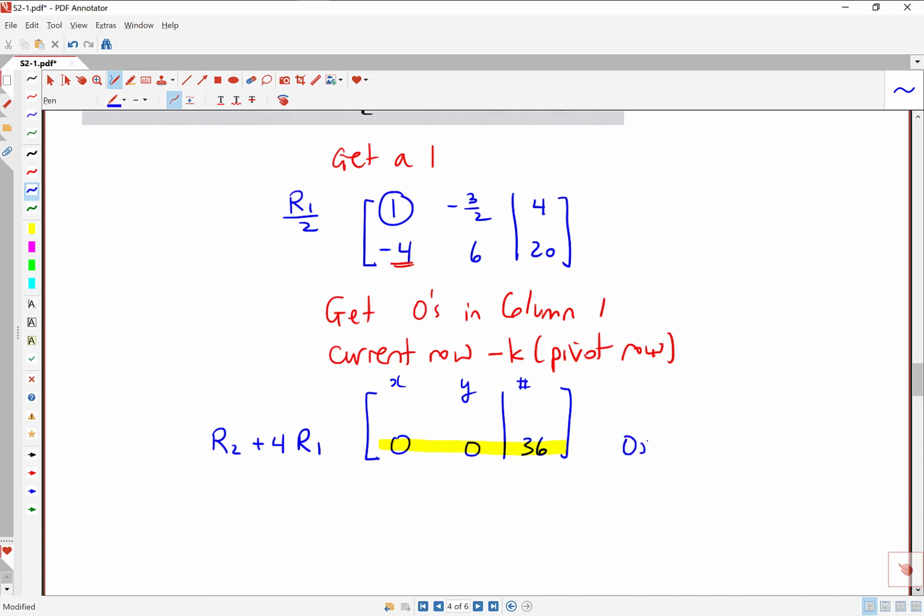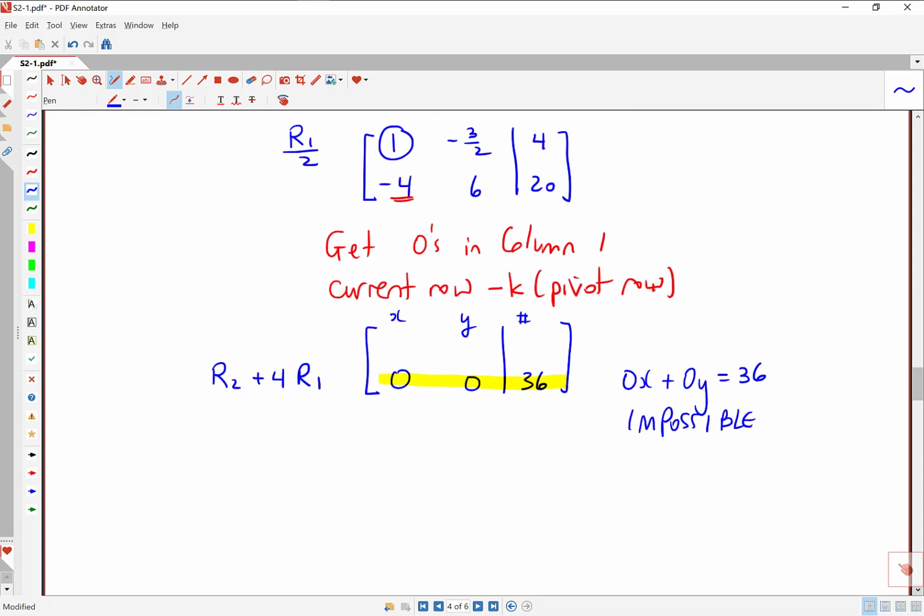That says 0x plus 0y equals 36. And that is impossible. There are no x and y values out there that satisfy this equation. And so what that tells us is that the system as a whole has no solution. So the system is unsolvable. It's not possible to find a pair of real numbers x and y that satisfy both equations at the same time.